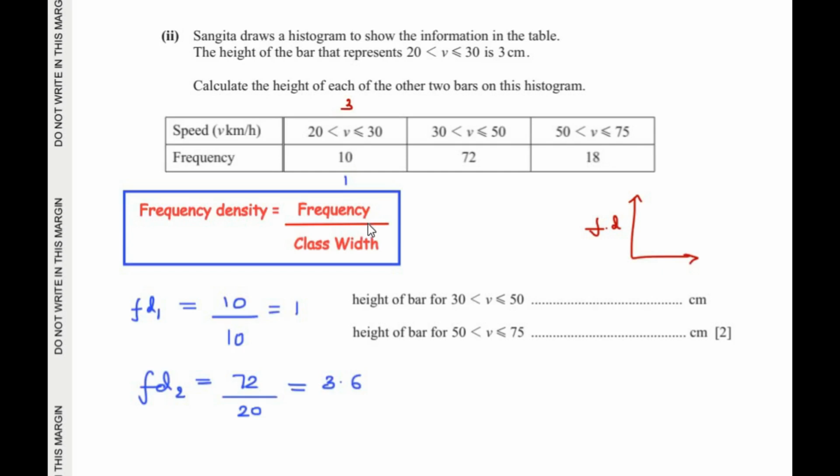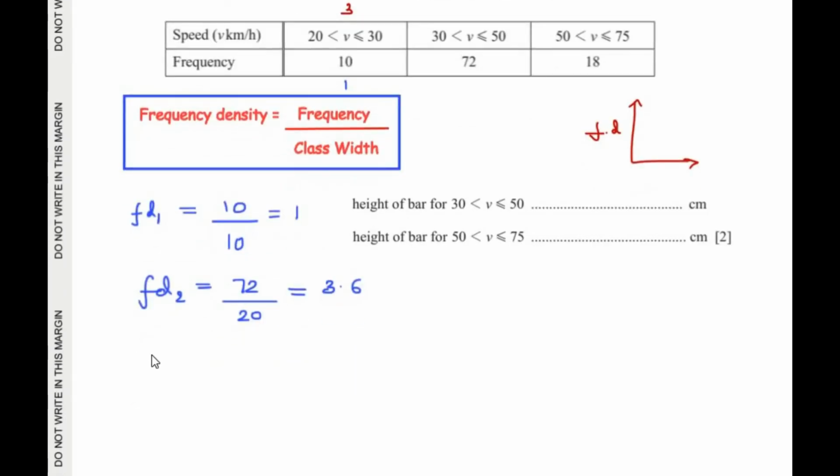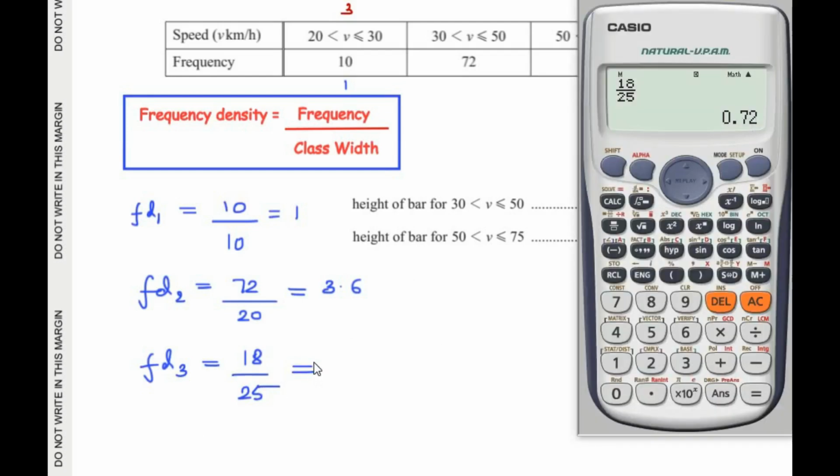And finally for the last one, let us find out in the same way. So frequency density for the third one is equal to, the frequency is 18 over the class width. 75 minus 50 will give us 25. So here let us see how much value we get. So here we get 0.72.